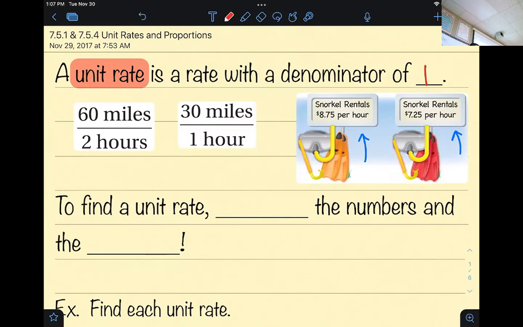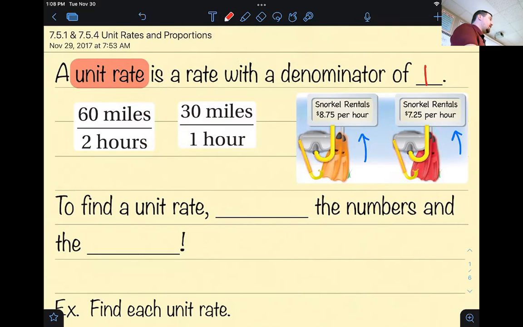This is an example of just a rate that's not a unit rate. 60 miles in 2 hours is not a unit rate because the denominator is not 1. However, if I reduce that or just divide it, 60 divided by 2 is 30. 30 miles per hour is a unit rate. That's why we use unit rates.